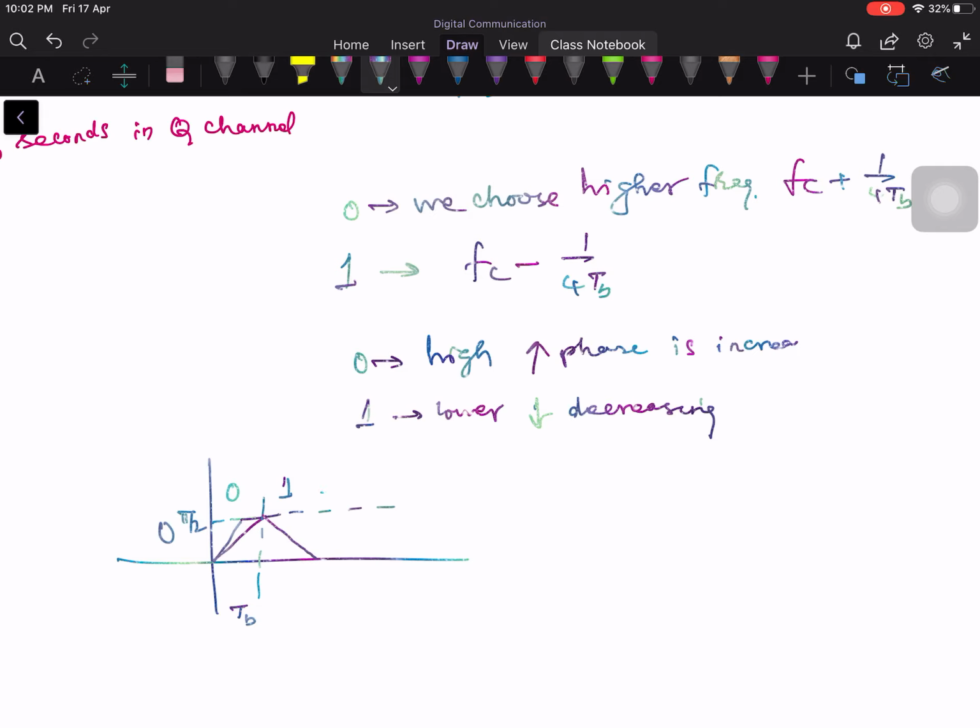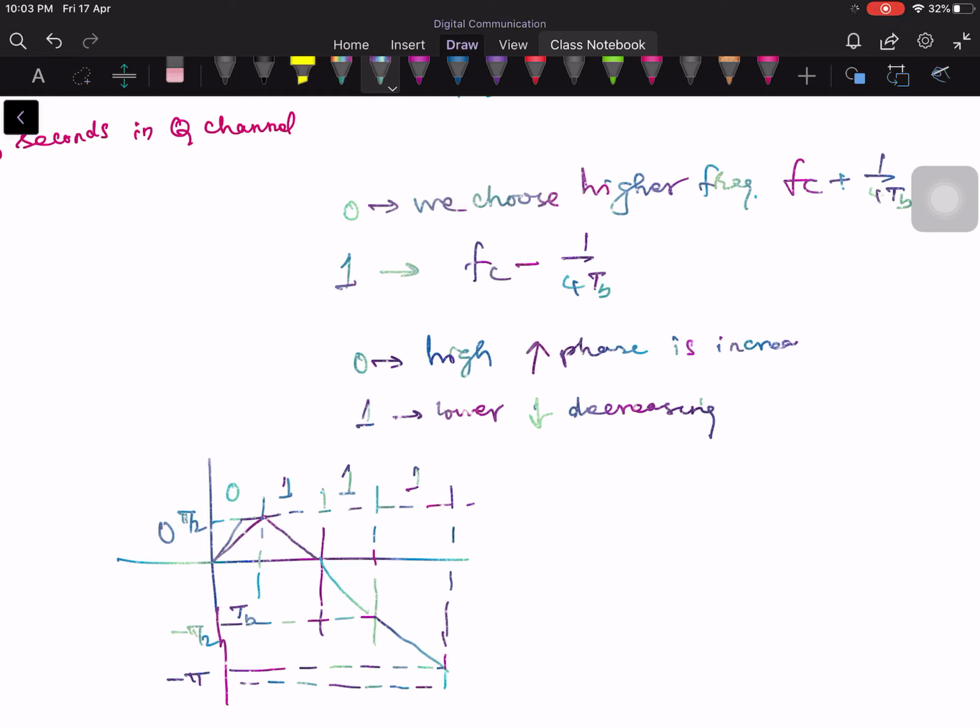Then in the third bit interval also 1 comes, again decrease by pi by 2. This is minus pi by 2. And in the fourth bit interval also, let's say again you are getting 1, again decrease by pi by 2. This is minus pi. Now in the next bit interval I am having 0, so you increase.